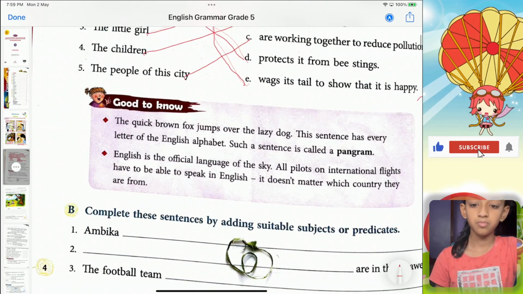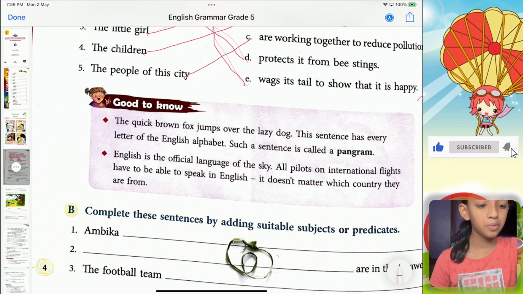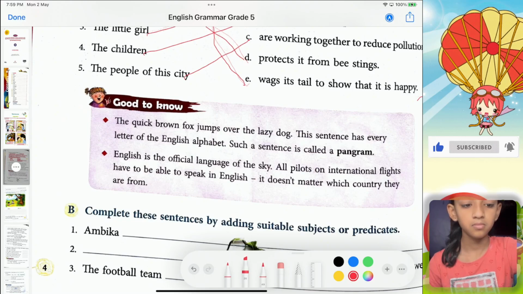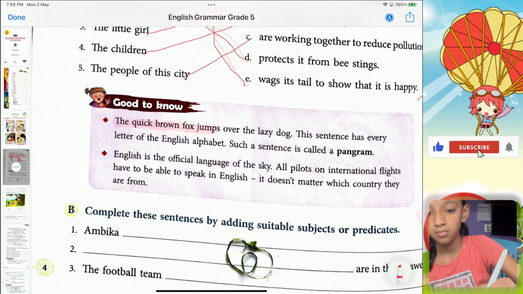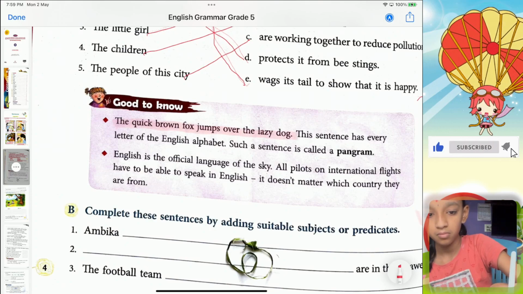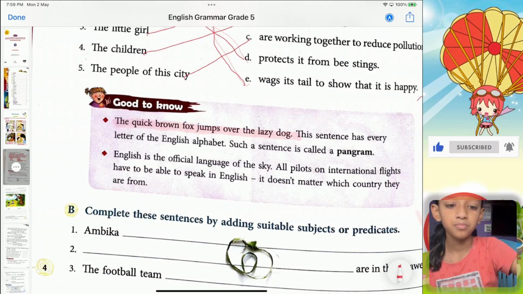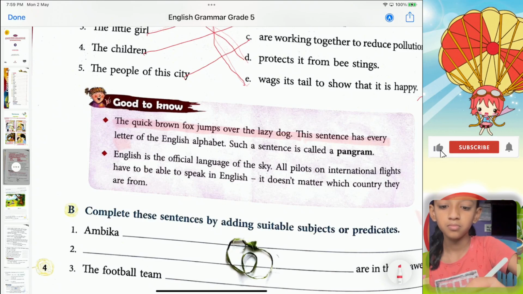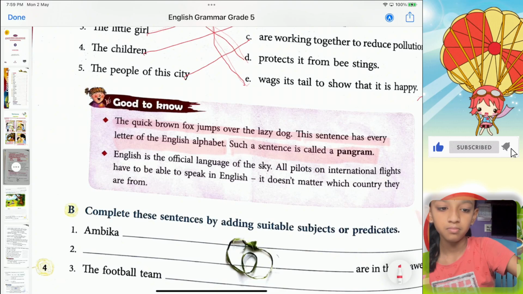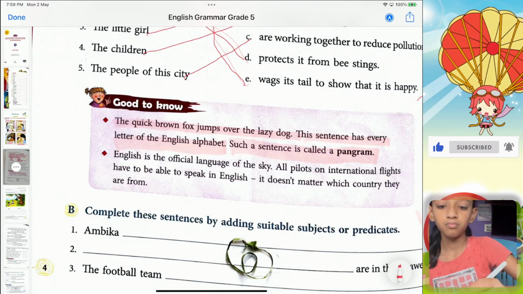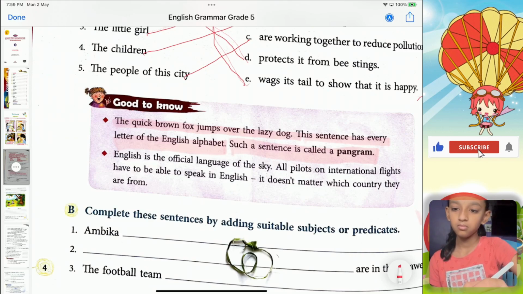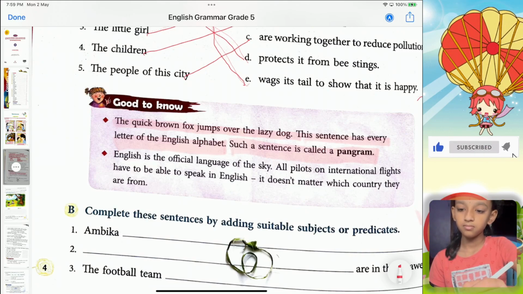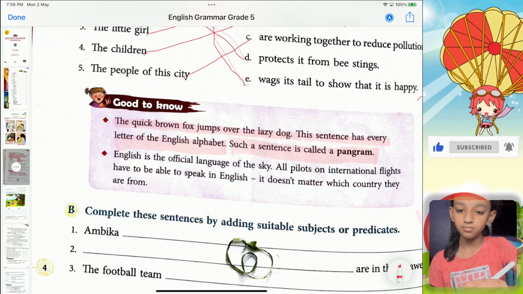So let's see some good to know things. The first sentence: the quick brown fox jumps over the lazy dog. So that is a sentence, right? And this sentence has every letter of the English alphabet. And such a sentence is called a pangram. So a sentence which has all the letters of the English alphabet is called a pangram.